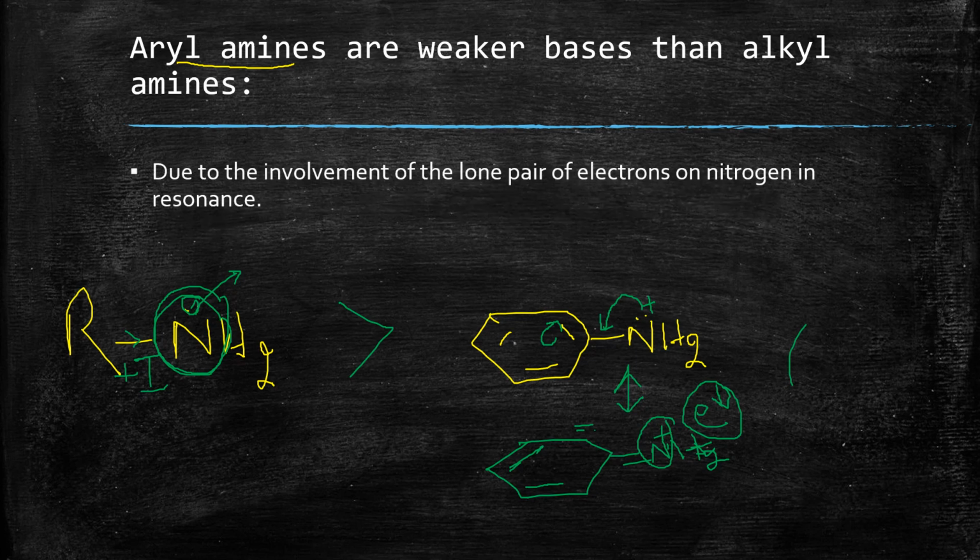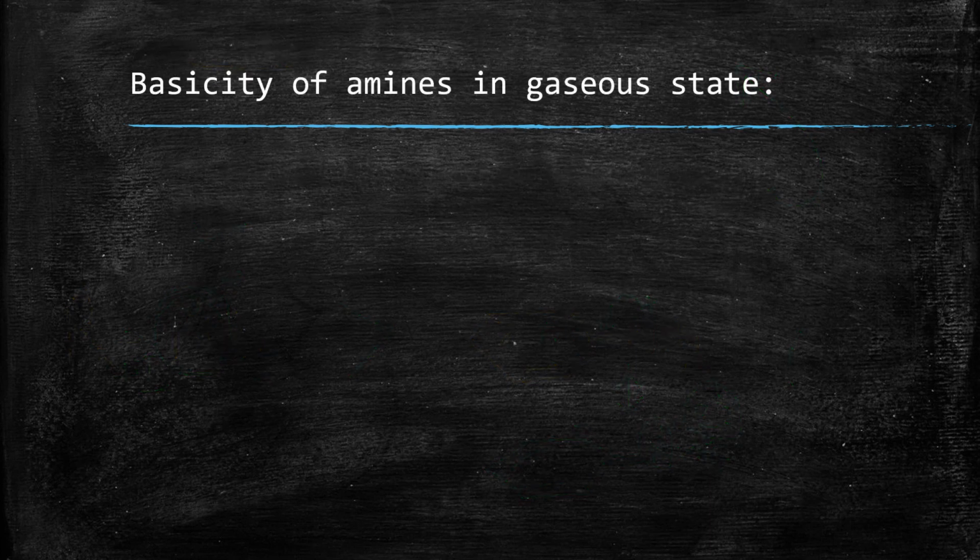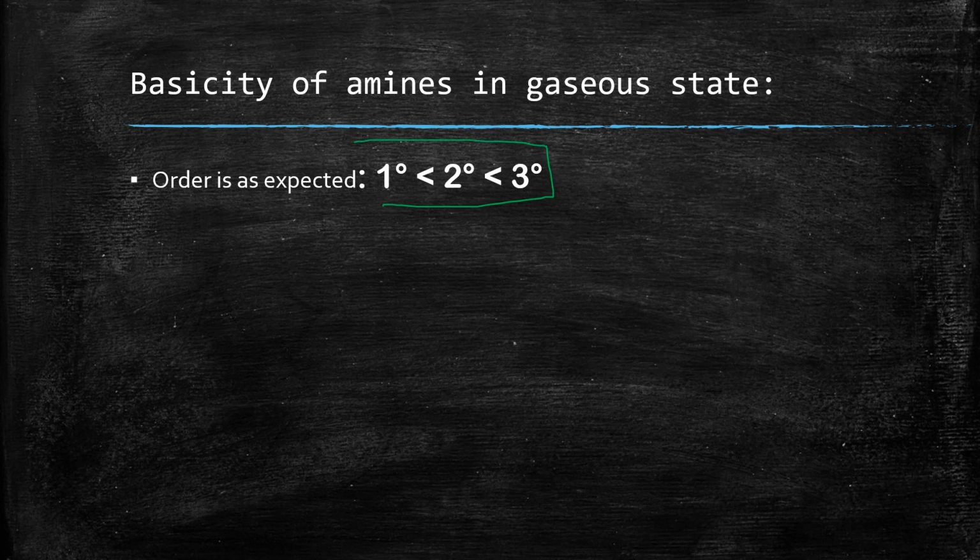This is the reason, due to the involvement of the lone pair of electrons on nitrogen in resonance, we can say this particular statement. After this, let's go for basicity of amines in gaseous state, which I already discussed. Let me say that the order is as expected, primary are least basic and tertiary are the most basic.